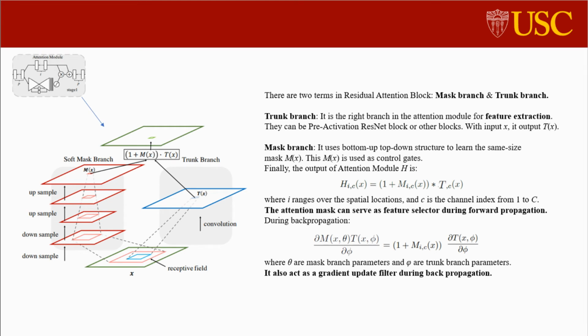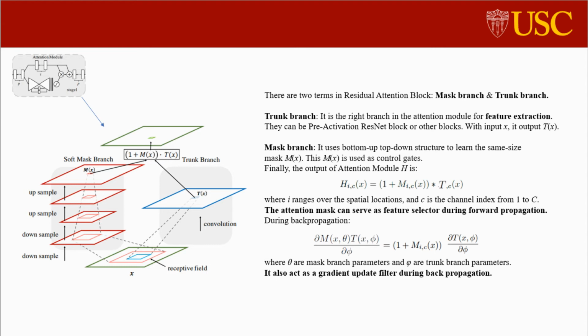There are 2 branches in the residual attention block: the mask branch and the trunk branch. The trunk branch is the right branch, which is for feature extraction. They can be ResNet blocks or other blocks. With input X, it outputs T(X). On the left is the soft mask branch. It uses a bottom-up top-down structure to learn a same-size mask M(X). This M(X) is used as control gates. And the output is shown in the equation below.